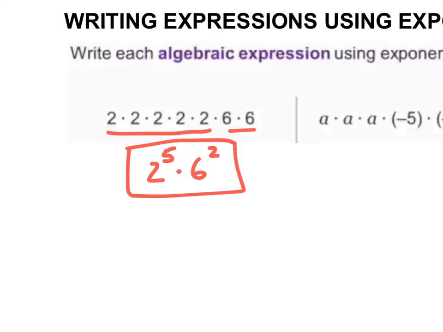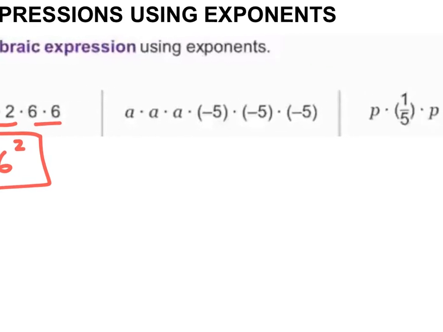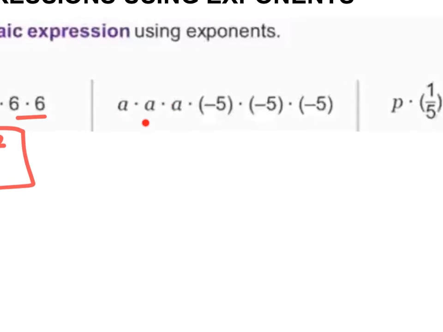Now, you could certainly evaluate this and multiply all these numbers out. I'm not going to do that right now because that's not what it's asking me to do. But you could put this into a calculator or do it by hand, whatever you want. Let's take a look at this one. I've got a variable here, and I've got -5. So I'm taking a, and I'm multiplying it 3 times. This is going to be a cubed. If I have -5 and I'm multiplying it by itself 3 times, then I would write that as -5 quantity cubed. And that's it. I'm just going to leave it like that.